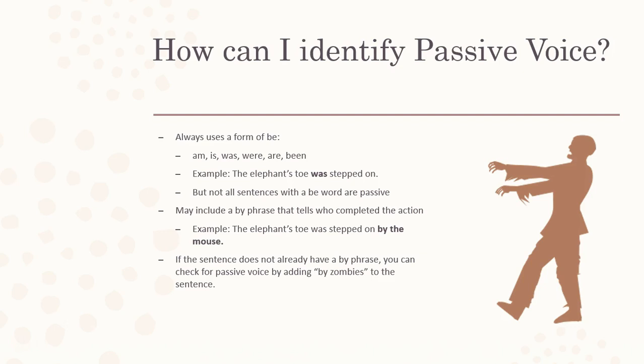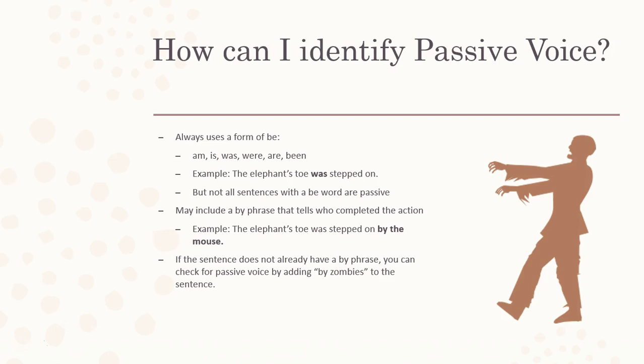Passive voice always uses a form of the word be, such as am, is, was, were, are, or been. For example, in this sentence, the elephant's toe was stepped on, the word was is the be word. But be careful, not all sentences with the be word are passive.